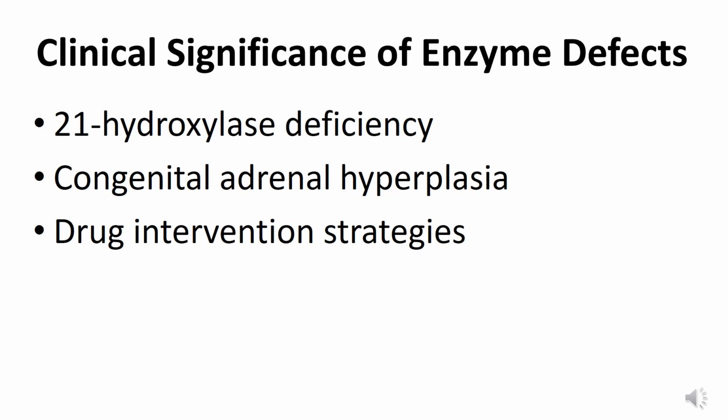In simple terms, 21-hydroxylase deficiency disrupts cortisol production and can lead to congenital adrenal hyperplasia. Modern drug therapies help restore hormone balance and improve quality of life for affected patients.